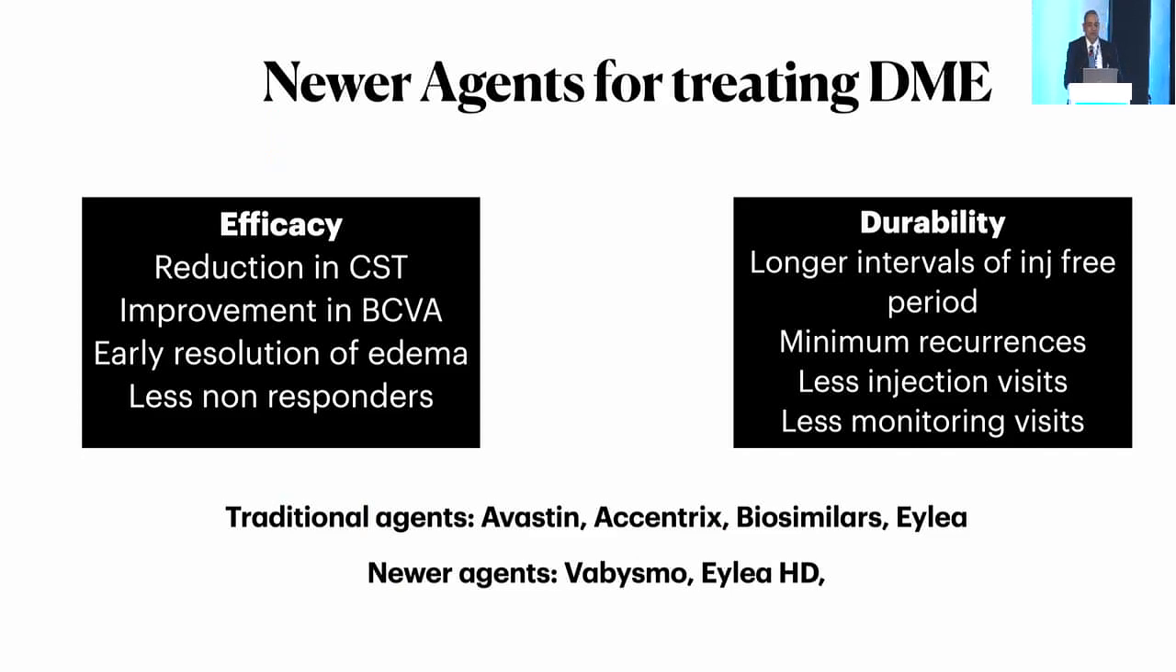Now we have many newer agents for treating diabetic macular edema, and all of them are looking at improving the efficacy or improving the durability. Efficacy is more reduction of central subfield thickness, more improvement of BCVA, early resolution of edema, and having fewer non-responders. And durability is a longer duration of injection-free period, minimum recurrences, fewer injection visits, and fewer monitoring visits. And the newer drugs, like now we have faricimab, and we'll soon get the Eylea HD, the 8 milligram aflibercept, will probably be the ones increasing the durability more.